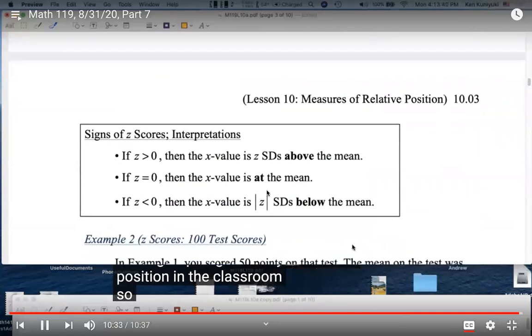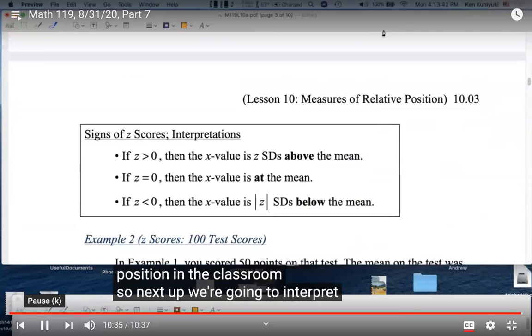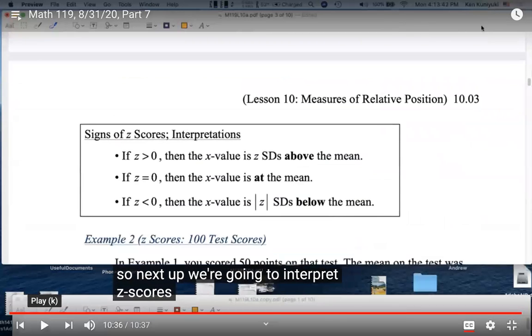Okay, any questions? So, next up, we're going to interpret z-scores. All right, any questions before we go on? More with z-scores.